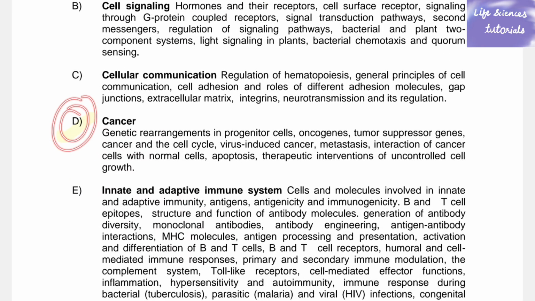Next, super important, the cancer topic. So genetic rearrangements in progenitor cells, oncogenes, tumor suppressor genes. So different kinds of genes which are related to cancer and tumor. Next, how it is related to the cell cycle, virus-induced cancer, very important property, metastasis, interaction of the cancer and normal cells, apoptosis, very important. There are many PYQs on this. Then therapeutic interventions of uncontrolled cell growth, very important.